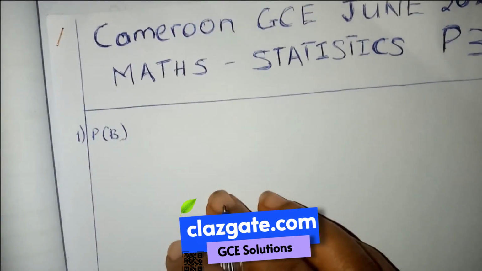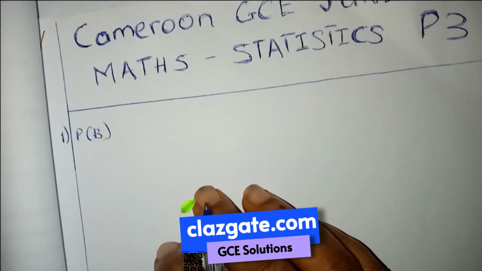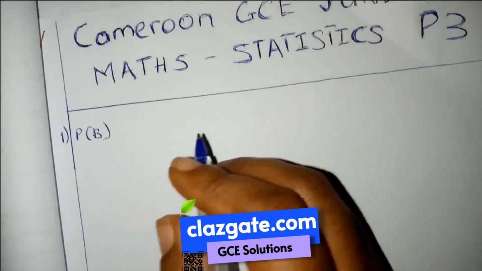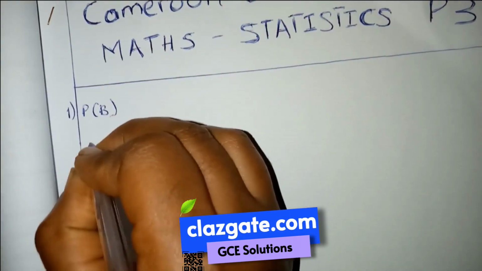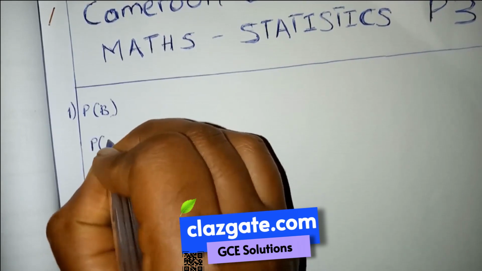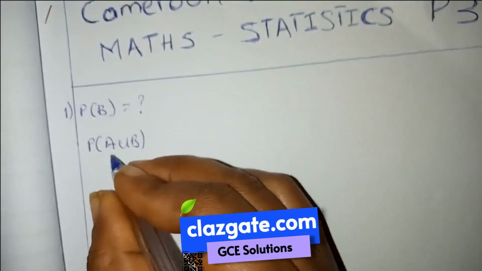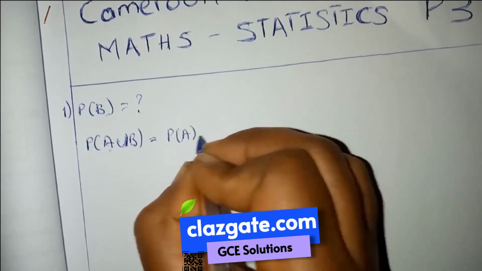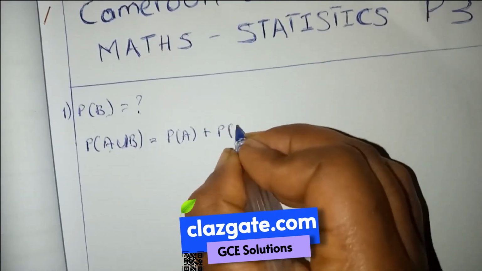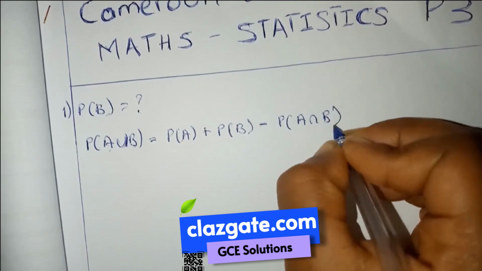In order for us to find the probability of B, we can use the formula for the probability of the union of events. The formula is that P of A union B, when we have the events A and B, is equal to the probability of A plus the probability of B minus the probability of A intersection B.